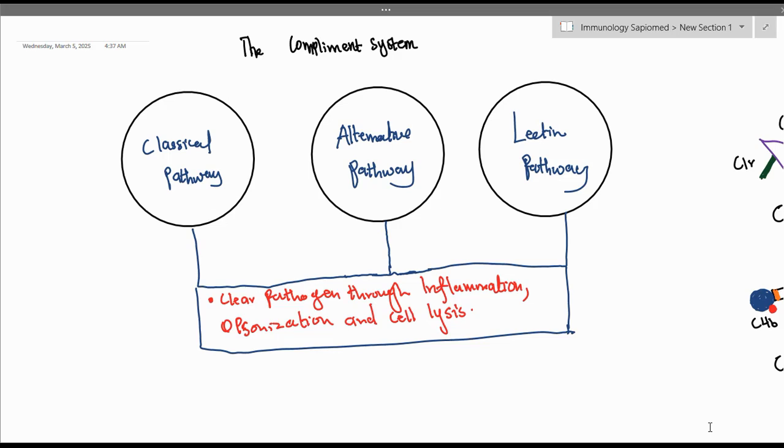Today we'll be talking about the complement system. For some time now we've been looking at the immune system. We've talked about inflammation and we are still under the innate immune system. Today we'll be talking about the complement system.